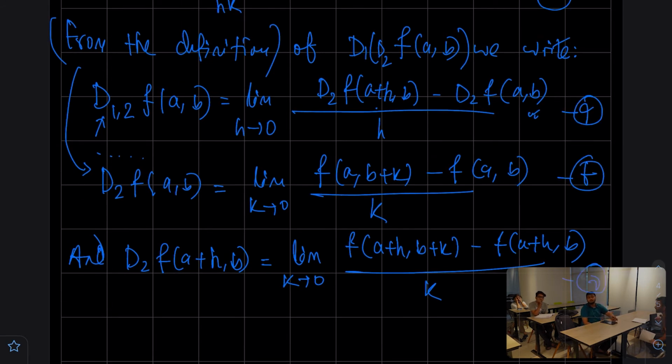Question? Why A plus H? Because A plus H is frozen here. You're taking the derivative with respect to the second argument, that's why it's A plus H in the first argument. You don't touch it. D2 means the Y direction and D1 means the X direction. Okay, good.